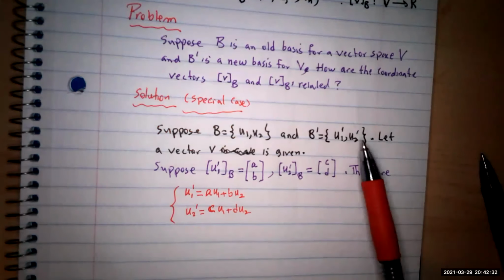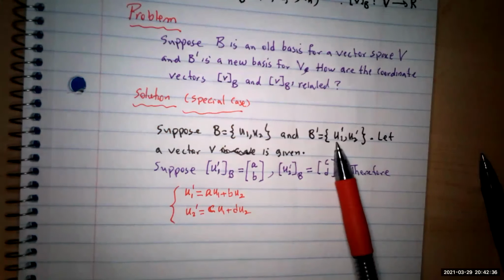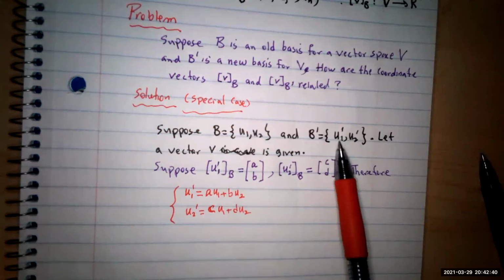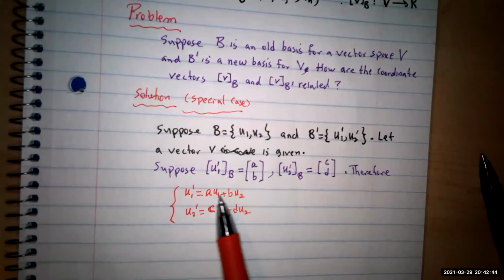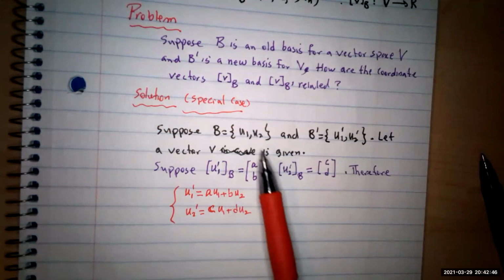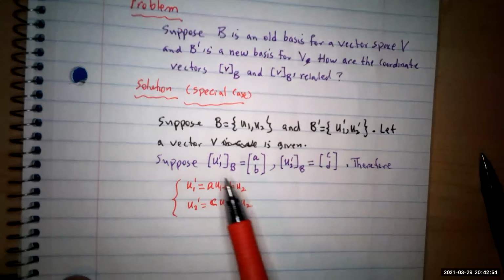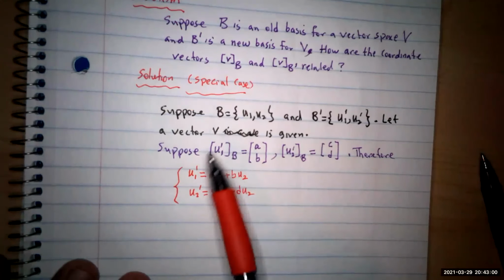So we pick the basis vectors in the new basis and we find the coordinates with respect to B. Each one of them is going to be a linear combination of these two vectors, and the coefficients, remember, are going to be coordinate vectors. But we would like to work on the v here. So again, we continue.